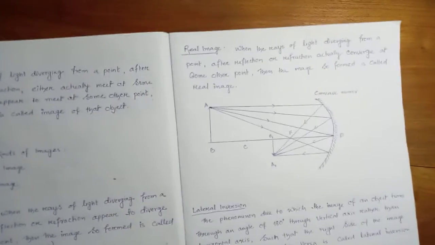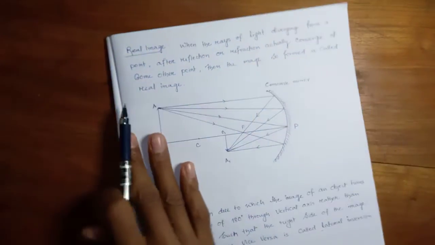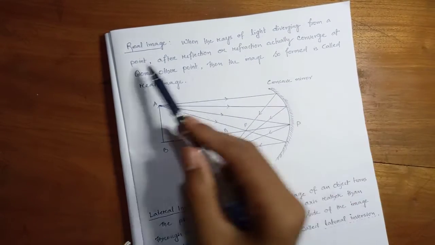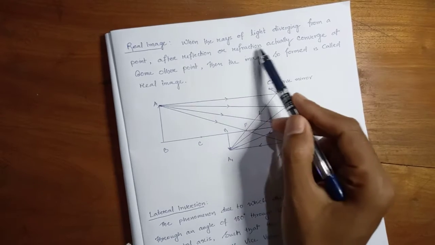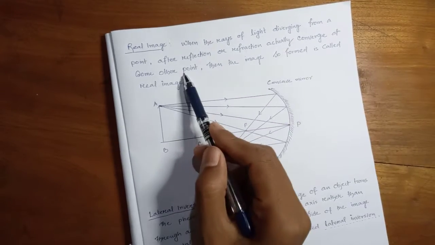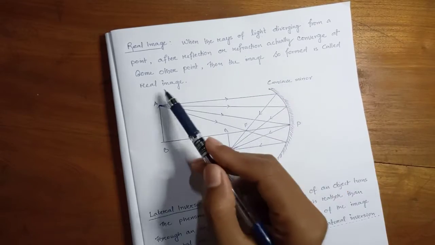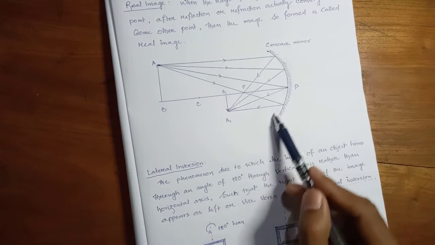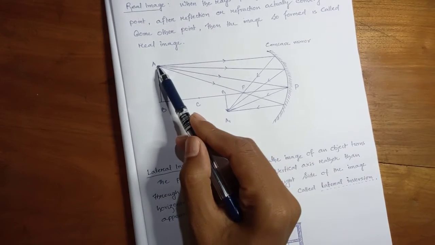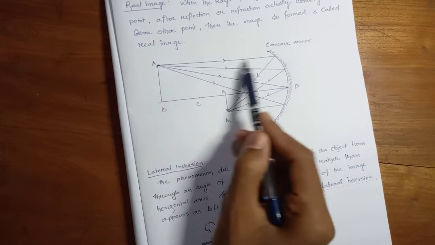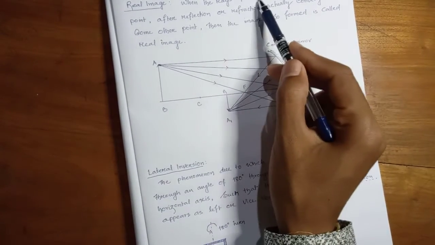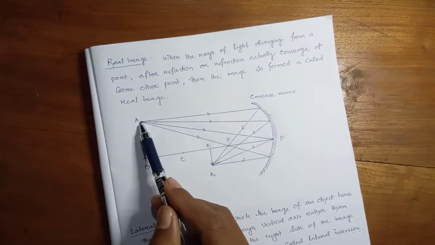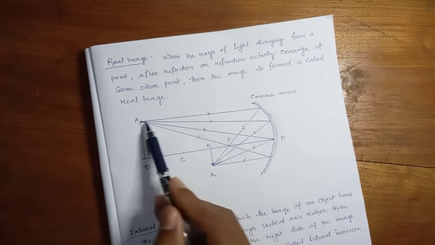Now next is real image. So what is real image? When the rays of light diverging from a point after reflection or refraction actually converge at some other point, then the image so formed is called real image. Here suppose AB is the object, and this is a concave mirror. From this point A, the rays of light are diverging.